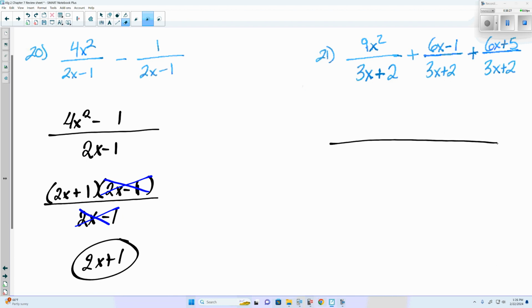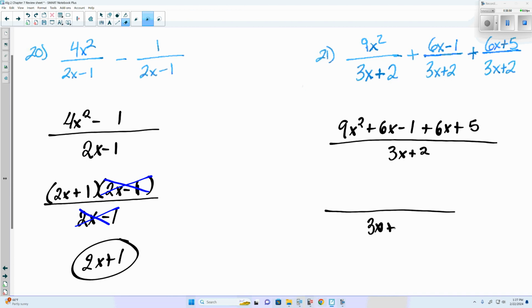Number 21, are the denominators all the same? So we can add the numerators. So we're going to add 9x squared, 6x minus 1 and 6x plus 5. And again, with addition, we don't have to worry about parentheses because there's not going to be a sign change. Now, when we combine like terms, 9x squared is its only like term. We do have 6x plus 6x is 12x. Negative 1 plus 5 is plus 4.